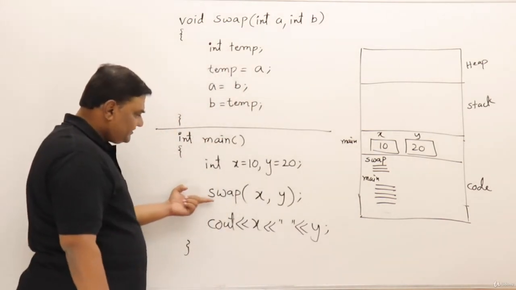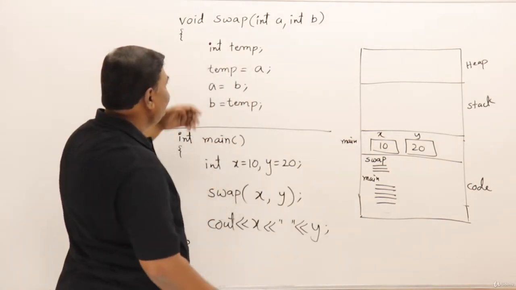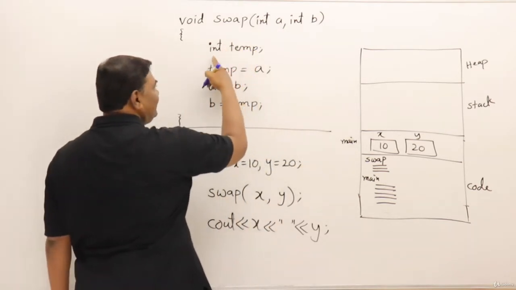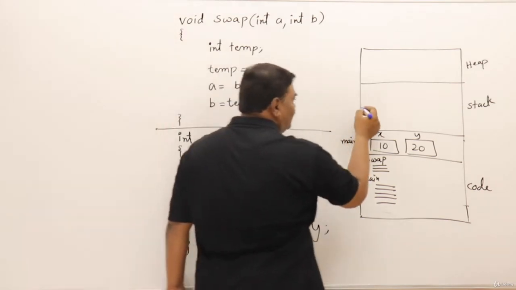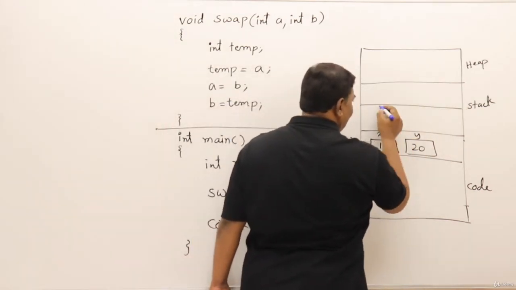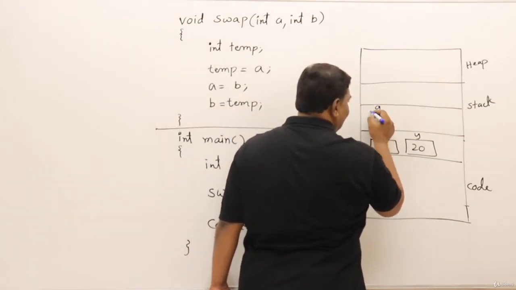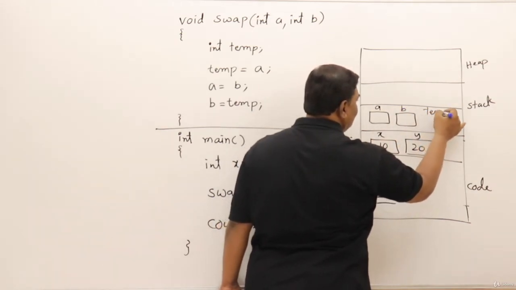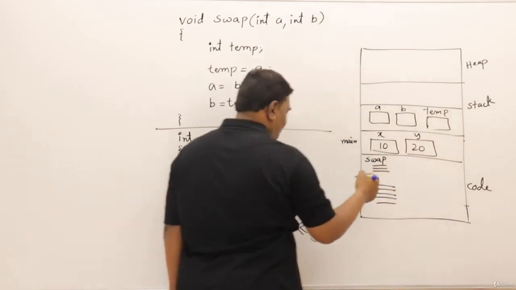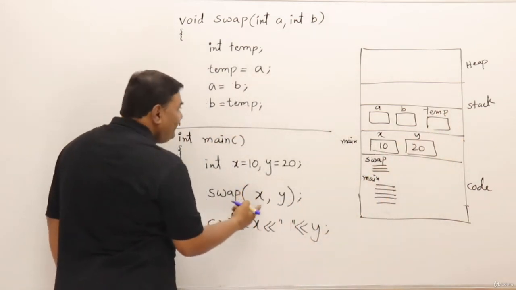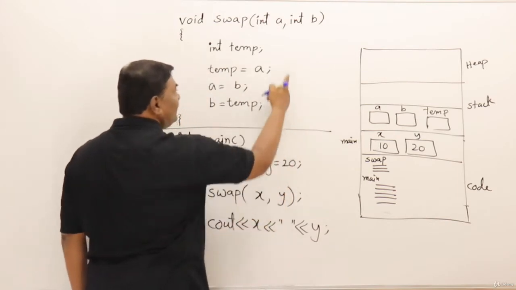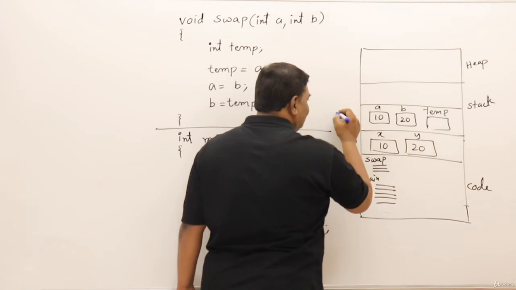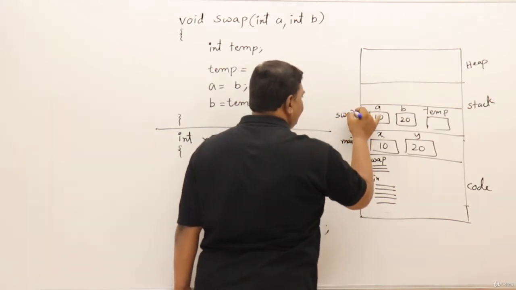Now next, the swap function is called. The moment the swap function is called, the parameters say that it needs a, b, and also inside that there is a variable temp. So a block of memory is allocated for the swap function, and it will have variables a, b, and temp. As this function is called, the value of x is copied in a and the value of y is copied in b. So 10 is copied here and 20 is copied here, and this is for the swap function.